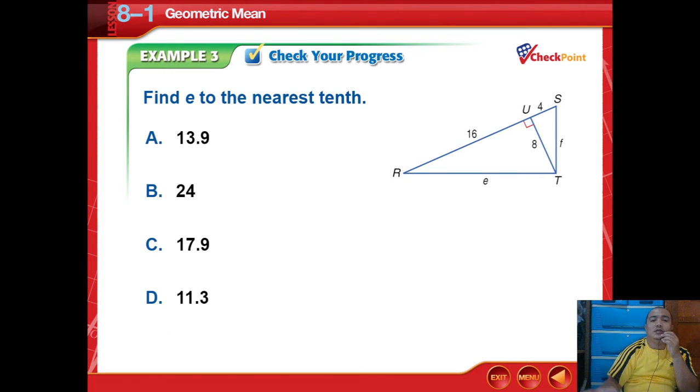Find E to the nearest tenth. Where is E? Here. Quick: solve for E, it's equal to the square root of 16 times 20. 16 times 20 is 320. The square root of 320 is 17.9, using your calculator.